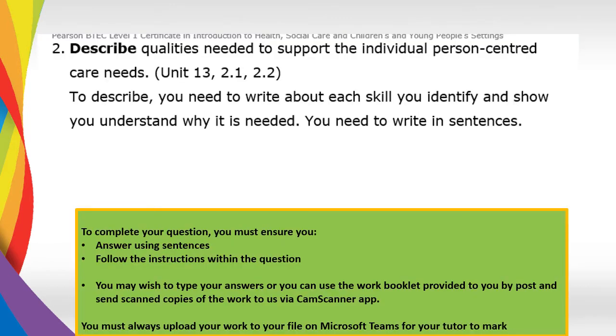And this brings you to question number 2. You need to describe qualities needed to support the individual person-centered care needs. To describe, you need to write about each skill you identify and show you understand why it is needed. And you need to write in sentences. And again, you can use some of the examples in the previous slides, but it's good practice to have a look and do some of your own research and look for some more ideas and examples.